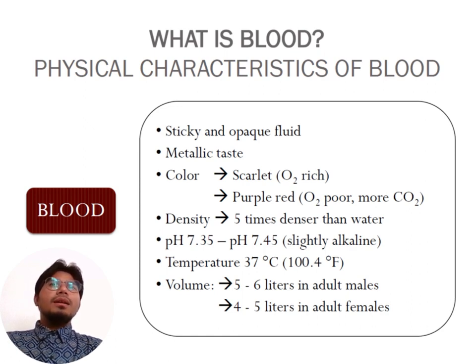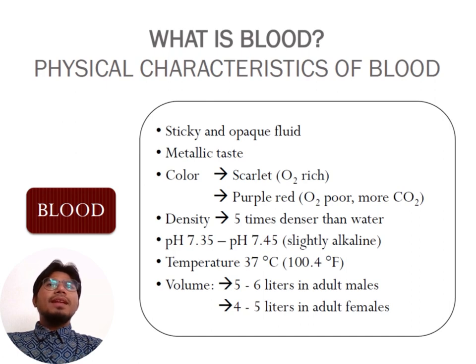In terms of color, we can divide blood color into two, scarlet and purple red. That's based on the level of oxygen, whether it is rich or poor in oxygen content in that particular blood. So we can say here that blood in the vein is different compared to blood in the artery. Artery carries oxygenated blood and vein carries less oxygenated blood.